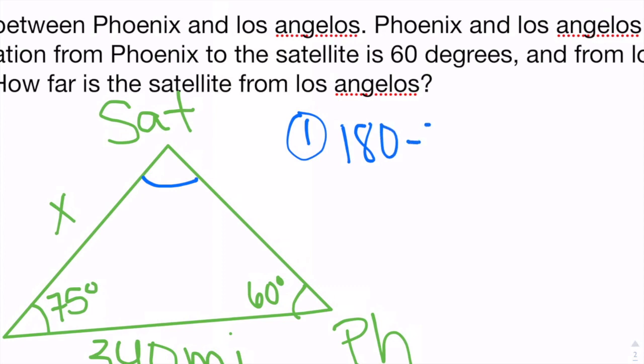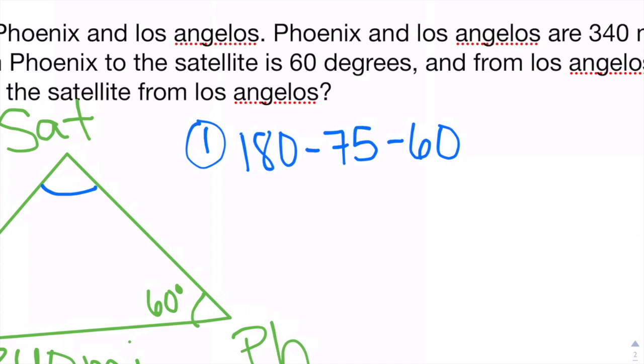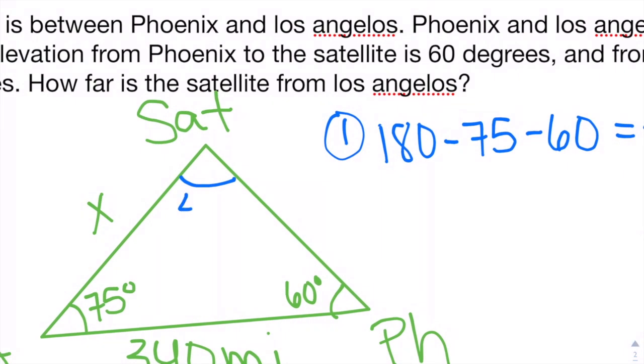So 180 minus the 75 minus the 60 is going to give us that angle, and it tells us that it's 45 degrees. So we're going to come in here and label this 45 degrees. So now we have a pair.